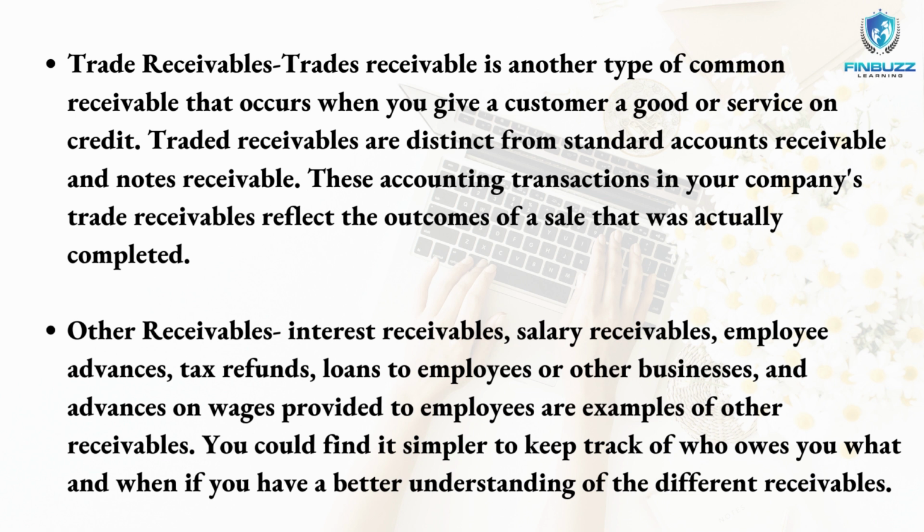Now the last type of bills receivable is other receivables. So other receivables include interest receivable, salary receivable, employee advances, tax refunds, loans made to employees or other companies, and advances on wages paid to employees. Having an understanding of different types of receivables can help you track who owes you what and when in a more structured manner. And taking that action is crucial if you want to make sure you have the money you need to maintain and grow your company.